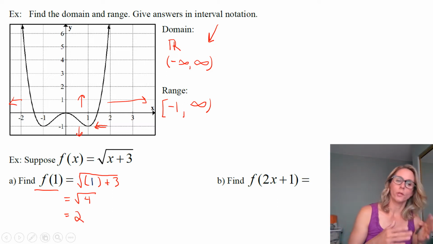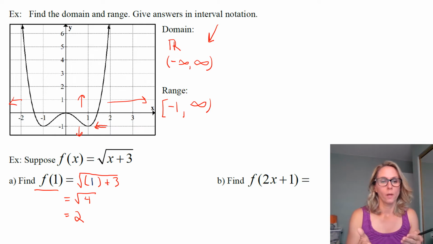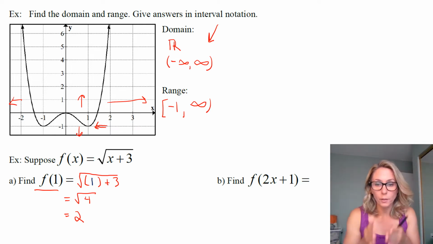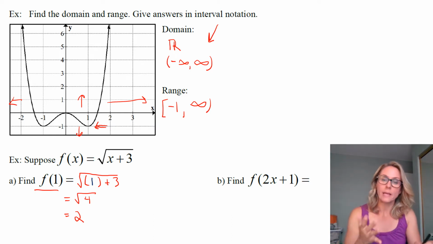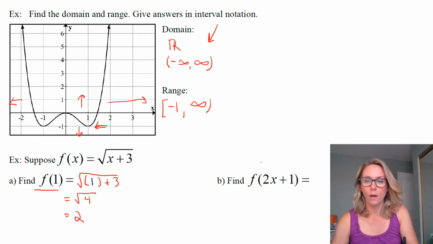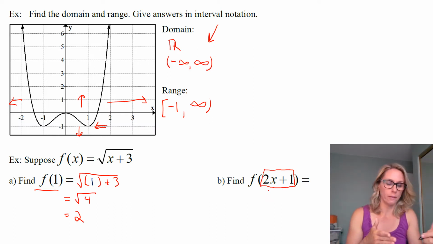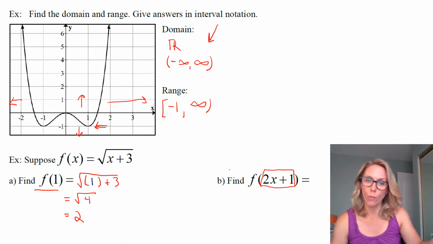So typically, when you're doing something like f of 1, you are going to get a number as your final answer. Depending on how you're feeling, go ahead and try part B here. It's the same idea. Instead of 1, you have 2x plus 1. But this whole thing is just what goes into your function where you see x. The only difference is that instead of 1, now you're putting in 2x plus 1.